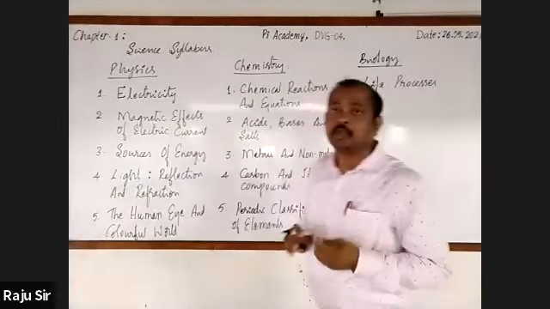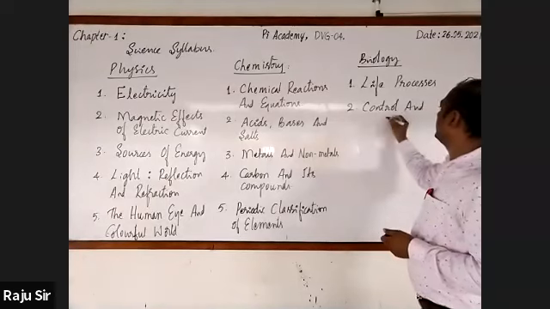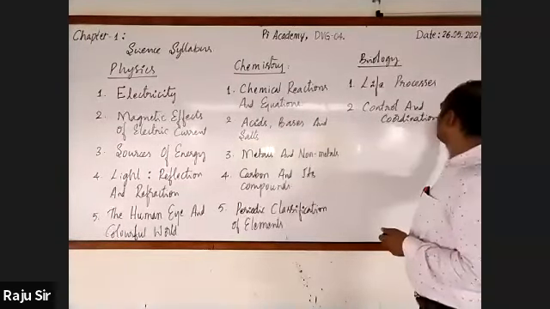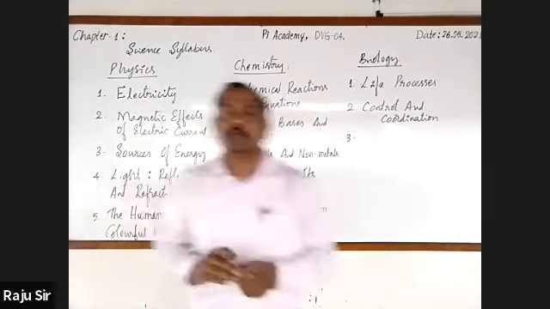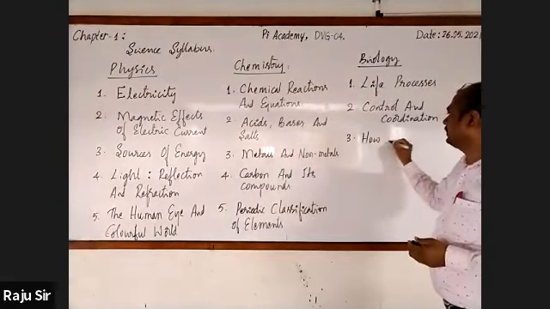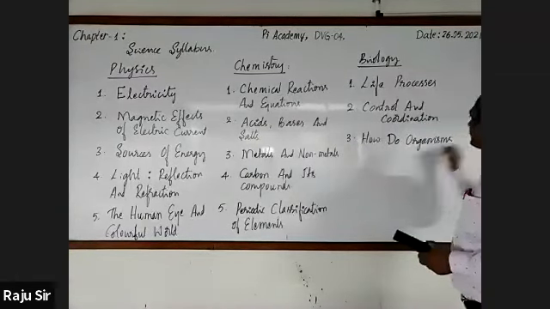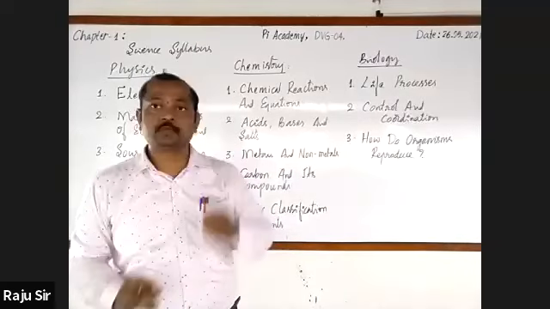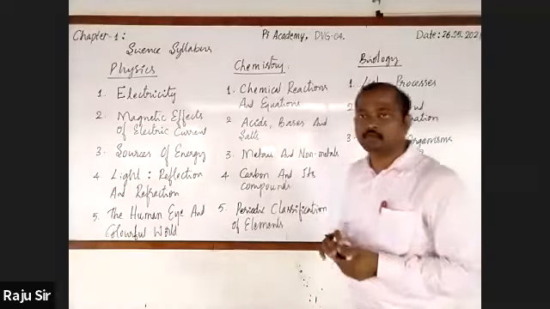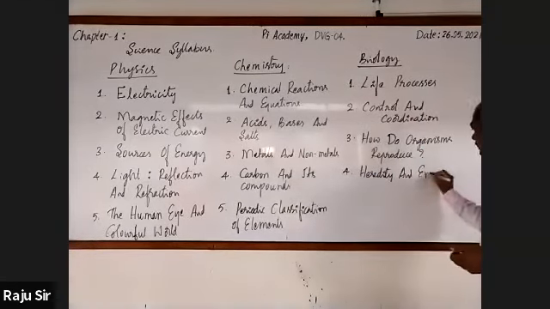Second one is control and coordination. Right. Second one, control and coordination. Third one is how do organisms reproduce? Right. Third one, how do organisms reproduce? Fourth one is heredity and evolution. Fourth one, heredity and evolution.